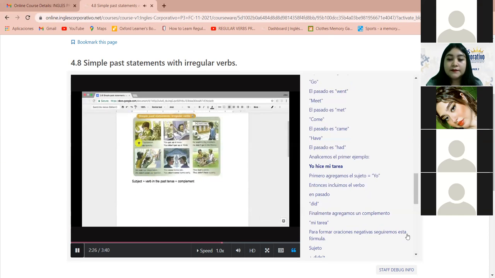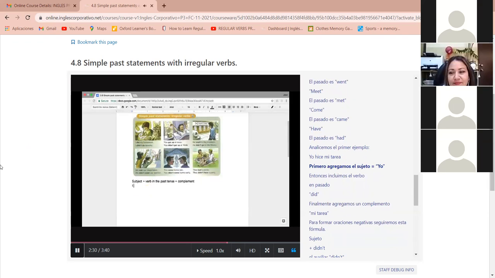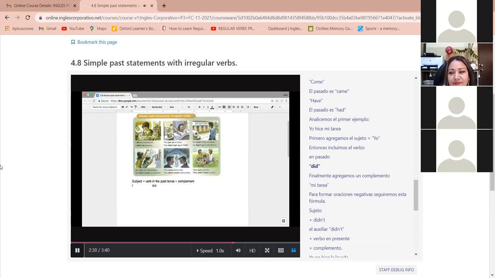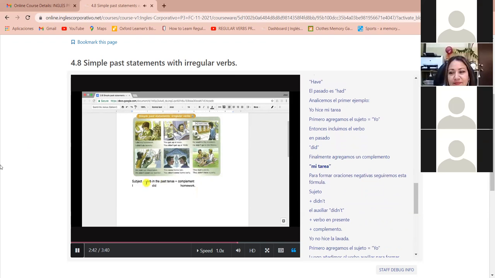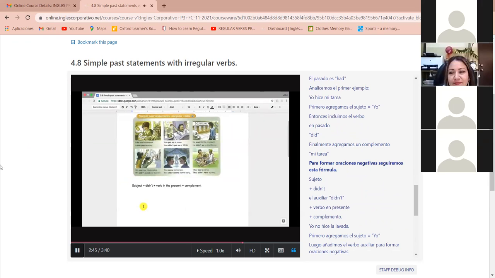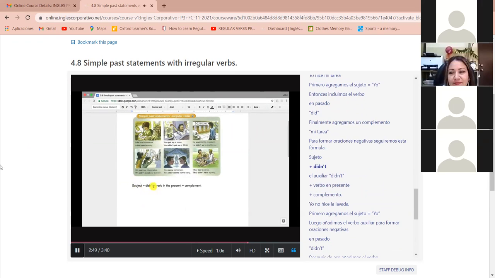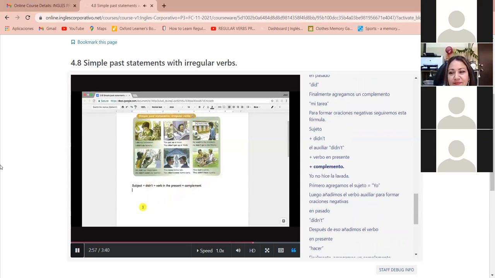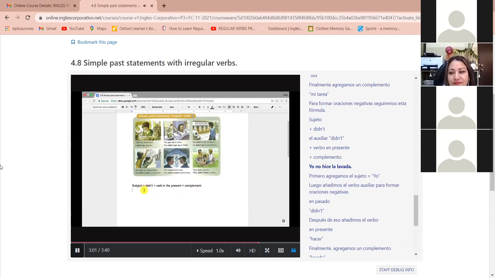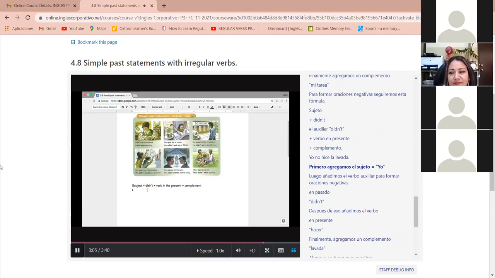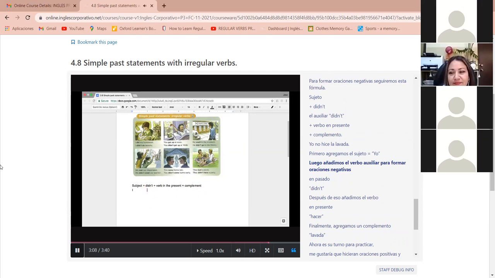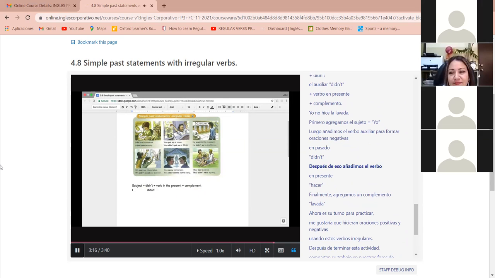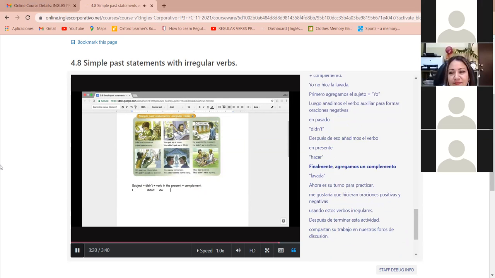The first example, I did my homework. First, we add the subject I. Then we include the verb in the past tense, did. Finally, we add a complement, homework. To form negative statements, we will follow this formula. Subject plus didn't, the auxiliary didn't, plus verb in the present, plus complement. I didn't do laundry. First, we add the subject I. Then we add the auxiliary verb to form negative statements in the past. Didn't. After that, we add the verb in the present. Do. Finally, we add the complement.